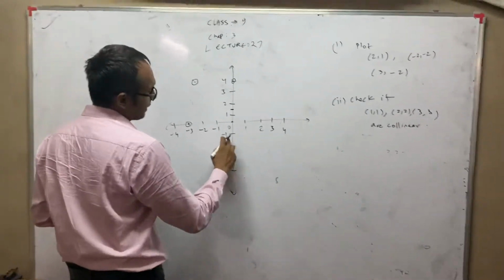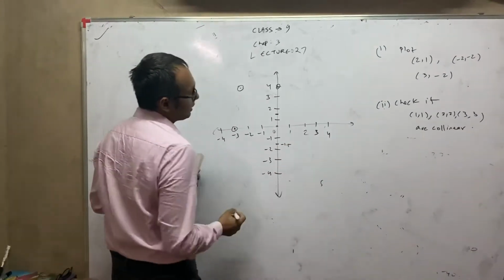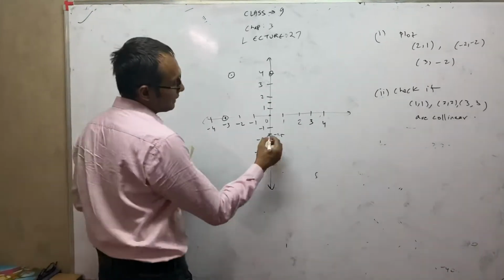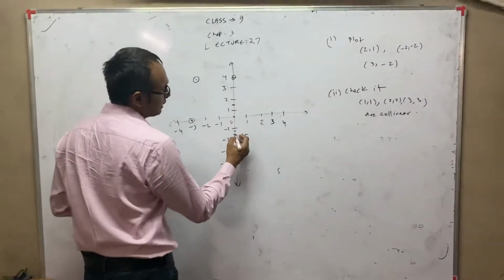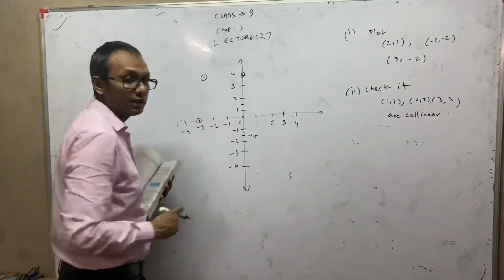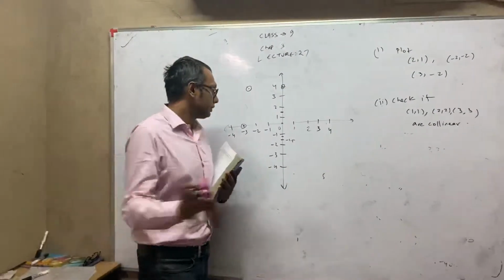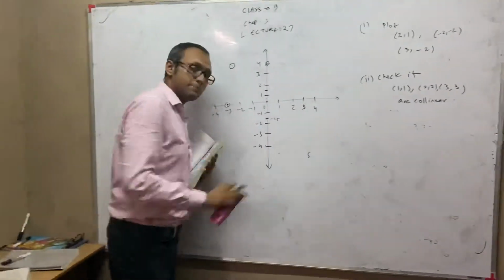Now, as you know, between -1 and -2, the exact middle will be -1.5. And -1.25 will be in the exact middle of -1 and -1.5. So accordingly you have to plot it. So right now we have just discussed all the sums from the textbook.